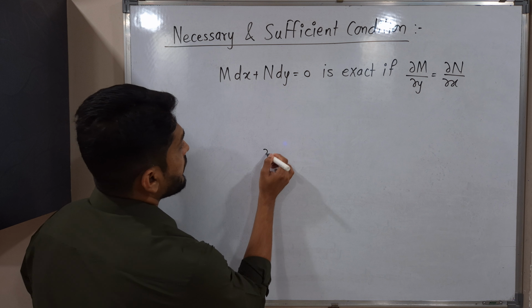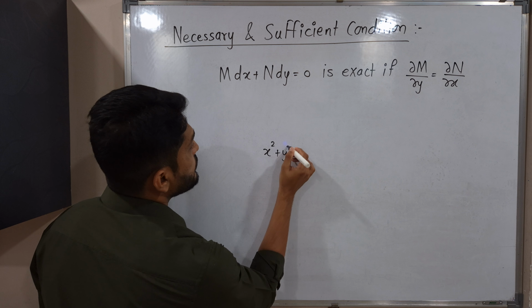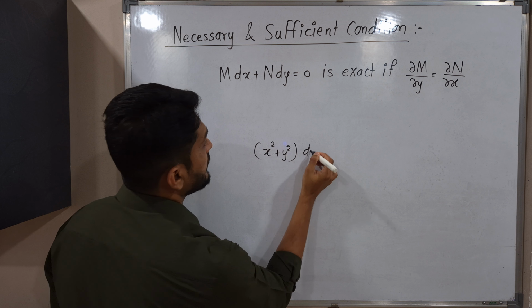See, (x² + y²) dx + 2xy dy = 0. So this is a very simple example I have taken: some function of x and y into dx, plus some function of x and y into dy. So this is my M, which is the multiple of dx, and this is my N, the multiple of dy.